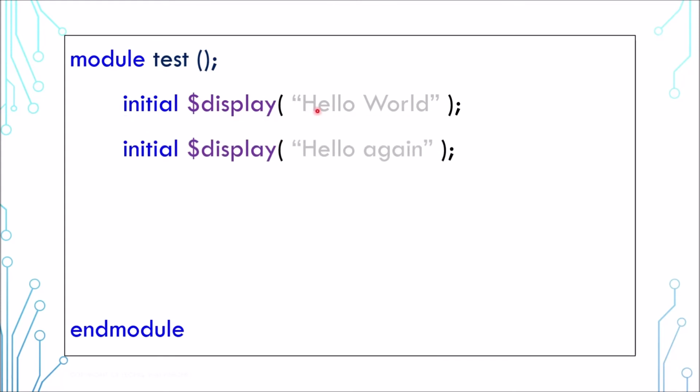You can use multiple initial blocks to start different executions. Every initial block runs in parallel. There is no way to tell in which order they happen. In this example, hello again may be printed first instead of hello world.